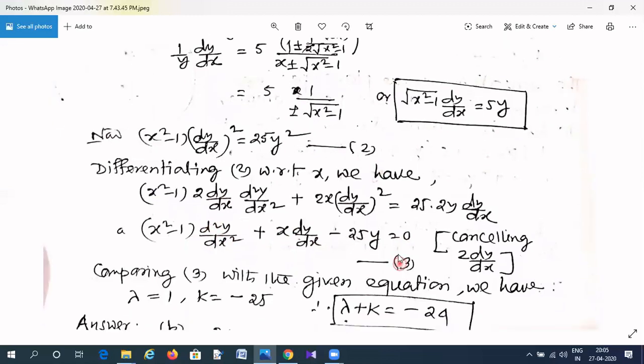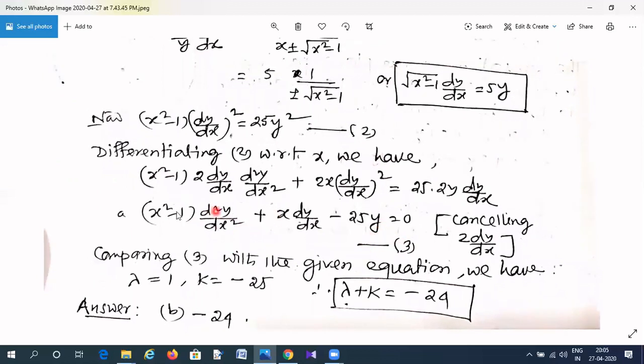Now if we compare this with the given equation, the given equation is (x square minus 1) d2y/dx2 plus lambda x dy/dx plus ky is equal to 0. So lambda becomes 1 and k becomes minus 25. So lambda plus k is equal to minus 24. The answer is B, minus 24. I hope you will understand it. The next question is question number 2.